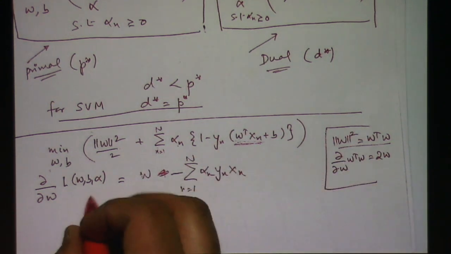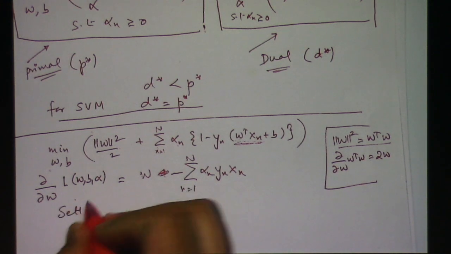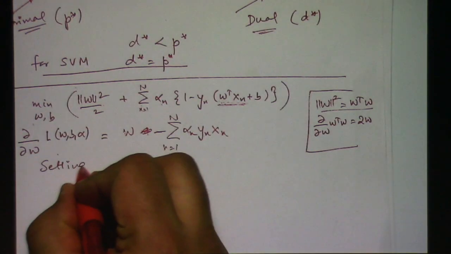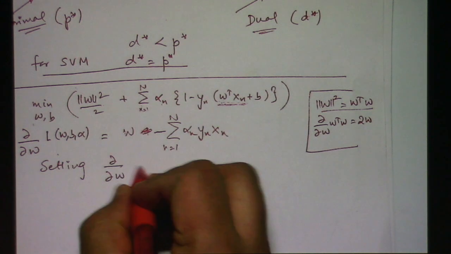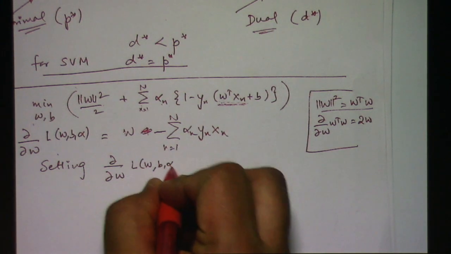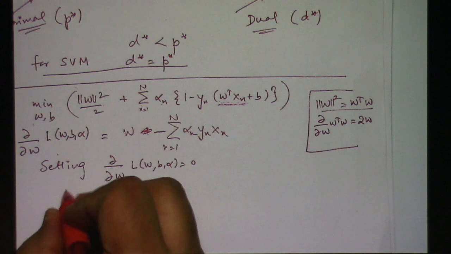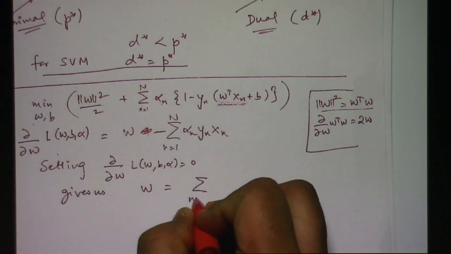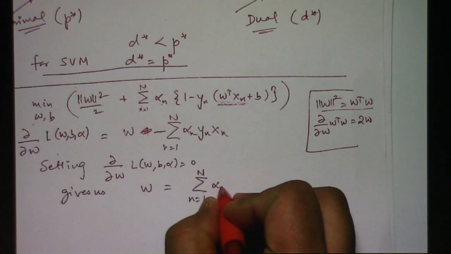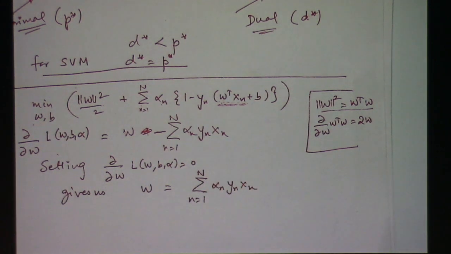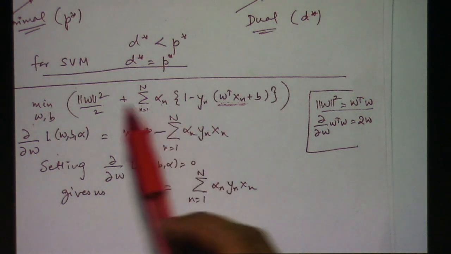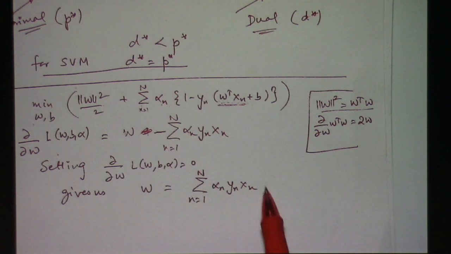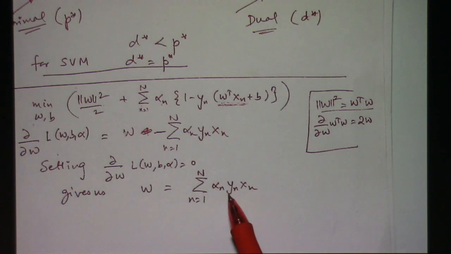And when we set it to 0, it gives us W. So we minimized this, and now we got W in terms of alphas, x and y. Of course, we don't know alpha yet, but we do know yn and xn. So we have made some progress.